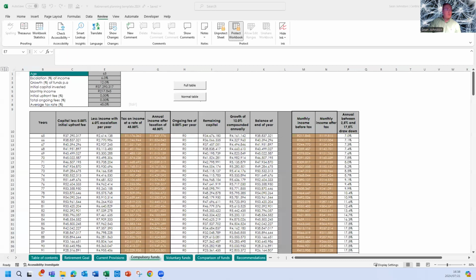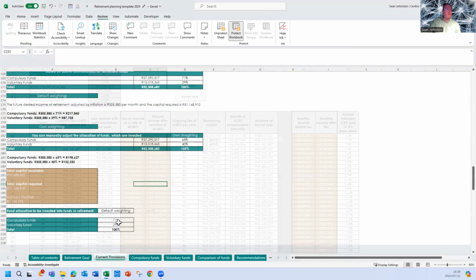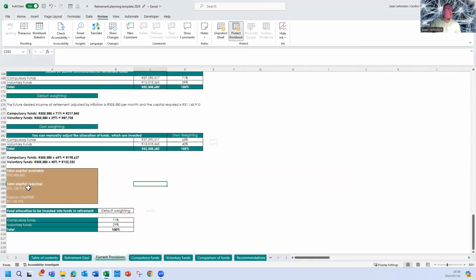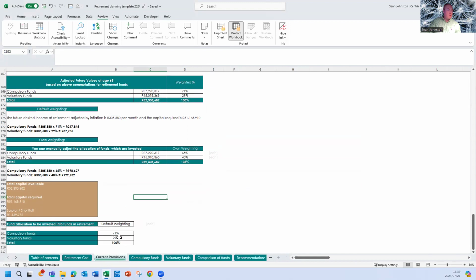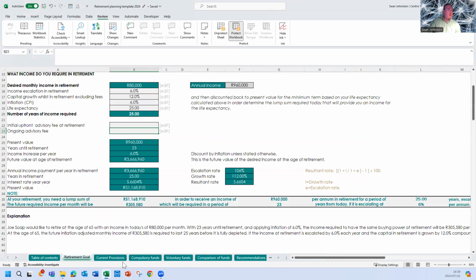This video is now going to show you the impact of that decision and also using the default weighting, which we've already established in the current provisions over here. We said the weighting was 71.29. And the provisions currently is 52,308,682. And this is the weighting. That 71 and 29 is weighting on the income, which is 305. The 305 is already derived over here.